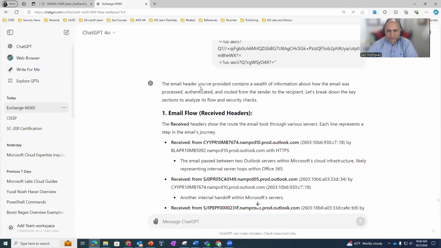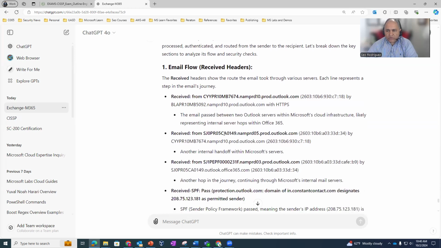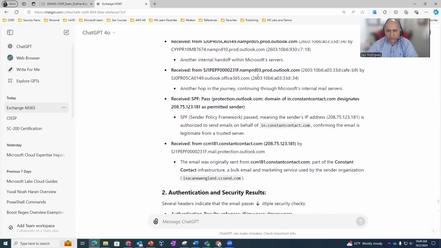So again, it says this email header that you provided contains a wealth of information. Well, we know that, right? And then it will give me a detail about the email flow from the moment that it was received. So basically, it was received from Office 365. So that means that this email, whoever sent it, uses Office 365 for email. And again, there's a whole bunch of hoops that email goes through.